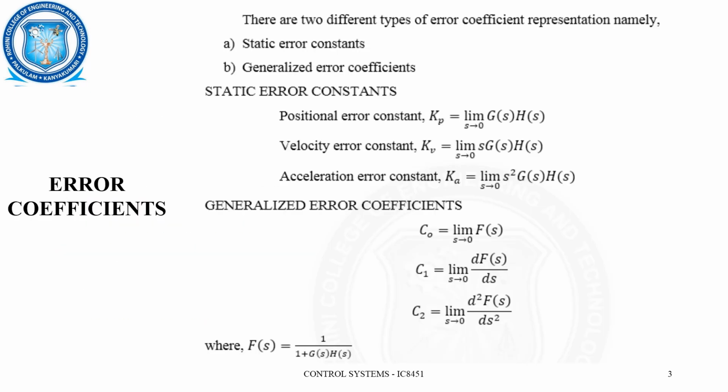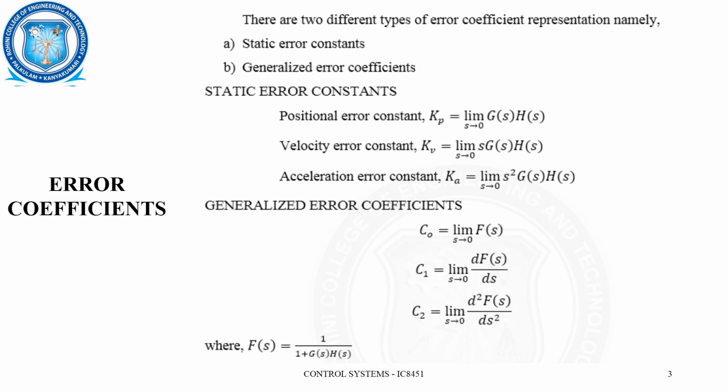Normally, the error coefficients are of two types. One is static error constants and the other one is generalized error coefficients. While considering static error constants, these errors occur where the position, the velocity and the acceleration of the system are subjected to error. So we can consider a mechanical system or an electrical system where we can find the position error, velocity error or acceleration error. In such cases, those constants are represented as Kp, Kv and Ka.